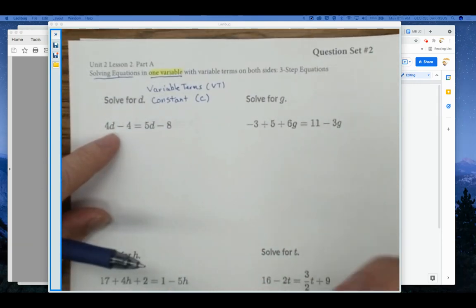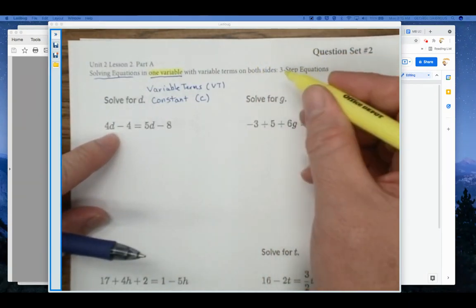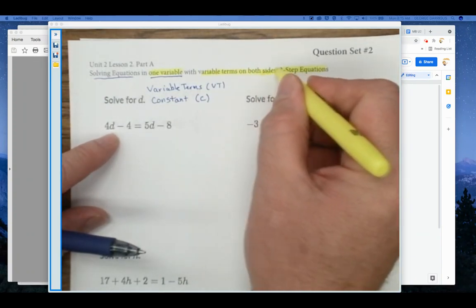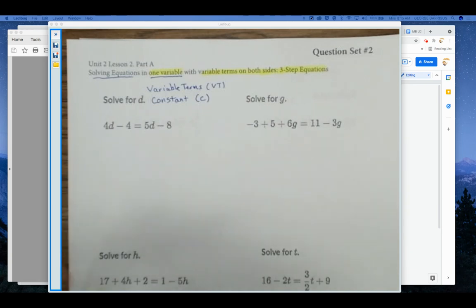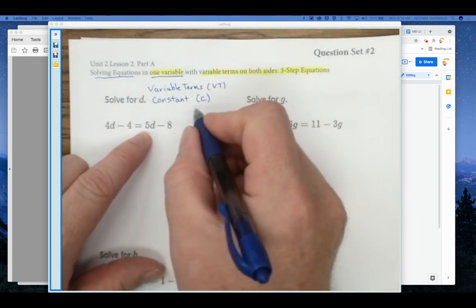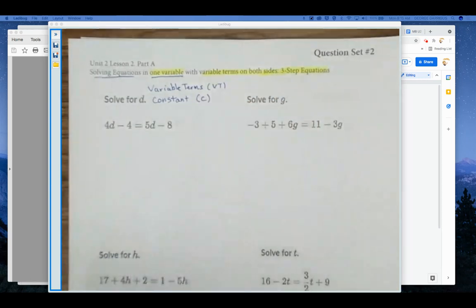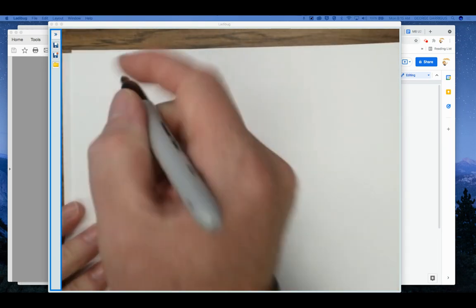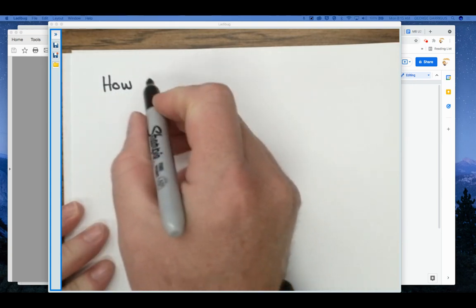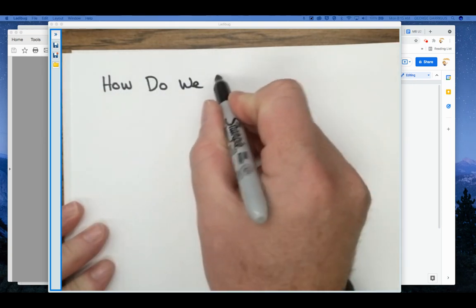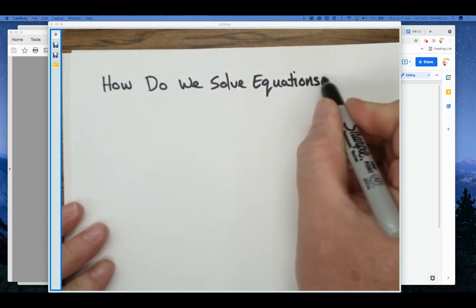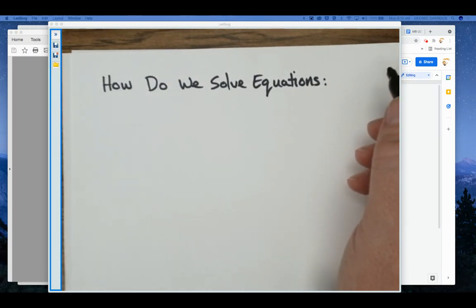And in this situation where we're going to have what we call the three-step equations, that means that we're going to have variable terms on both sides. So in order to solve these, we're going to need to do some inverse operations. So let's recall, how do we solve linear equations? So how do we solve equations? I want you to think briefly to yourself. Think about the three things that we do to solve equations.